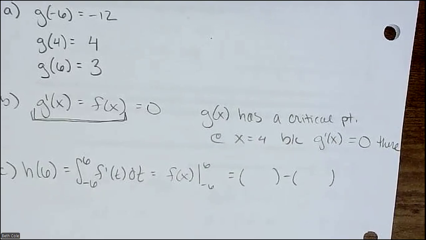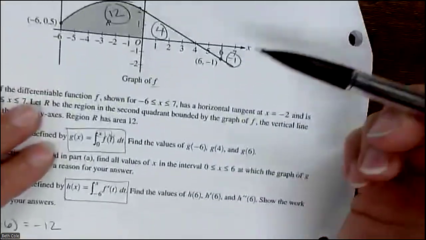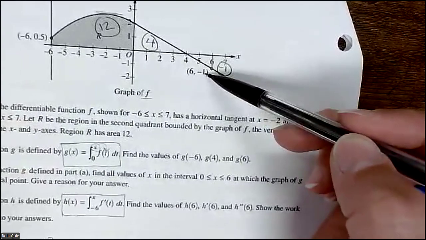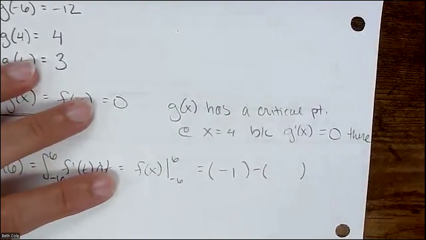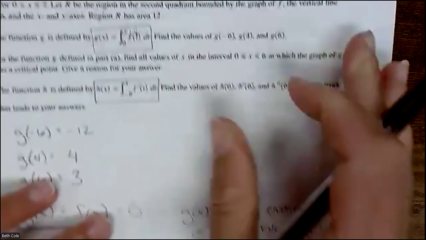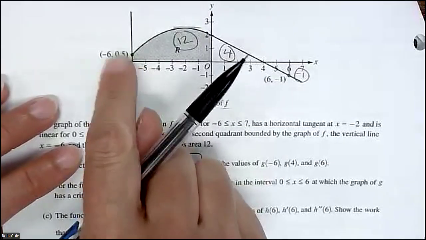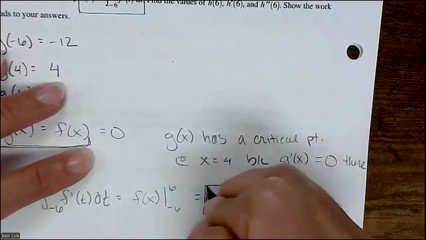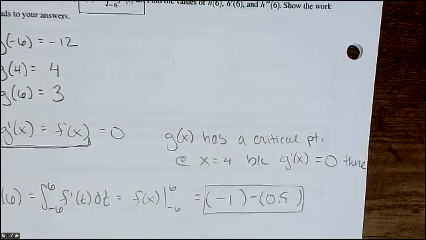So what is f of 6? Look at your graph. They even label it for you. That's why they do that. What is f of 6? Negative 1. And then f of negative 6, 0.5. Don't try to simplify that down. If you're having an off day and you say that that's positive a half, wrong.